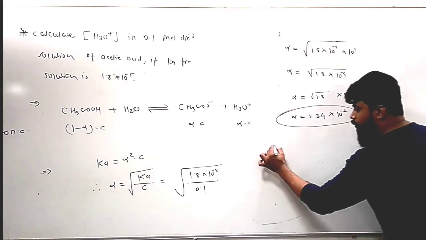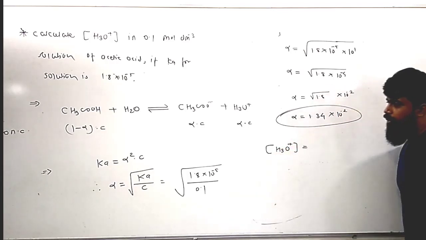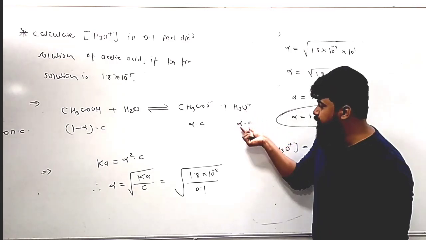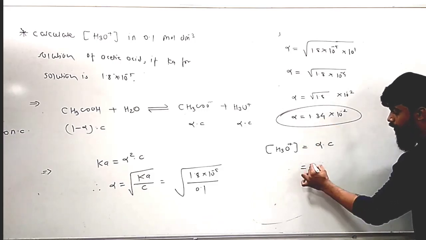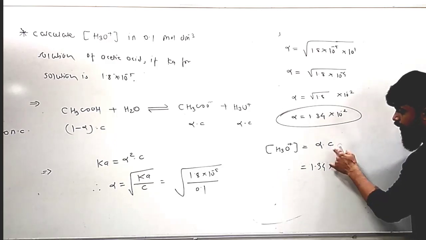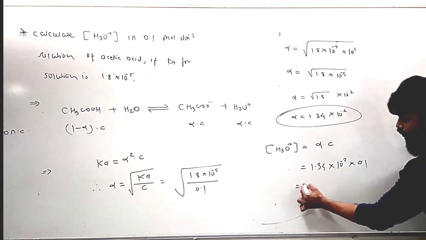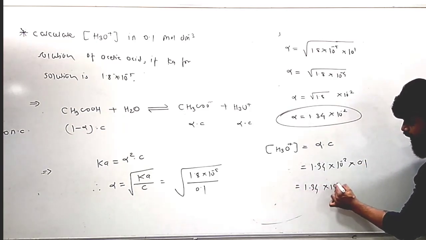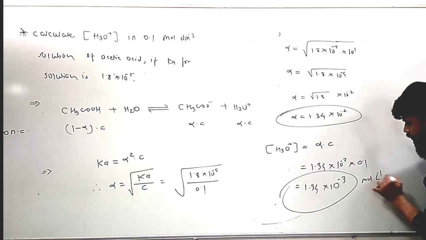Now we want to find out the concentration of H3O plus. As we know, the H3O plus concentration is given by alpha into C. The value of alpha is 1.34 into 10 raised to minus 2, and the concentration given is 0.1, so it is equal to 1.34 into 10 raised to minus 3 mole per liter of water.